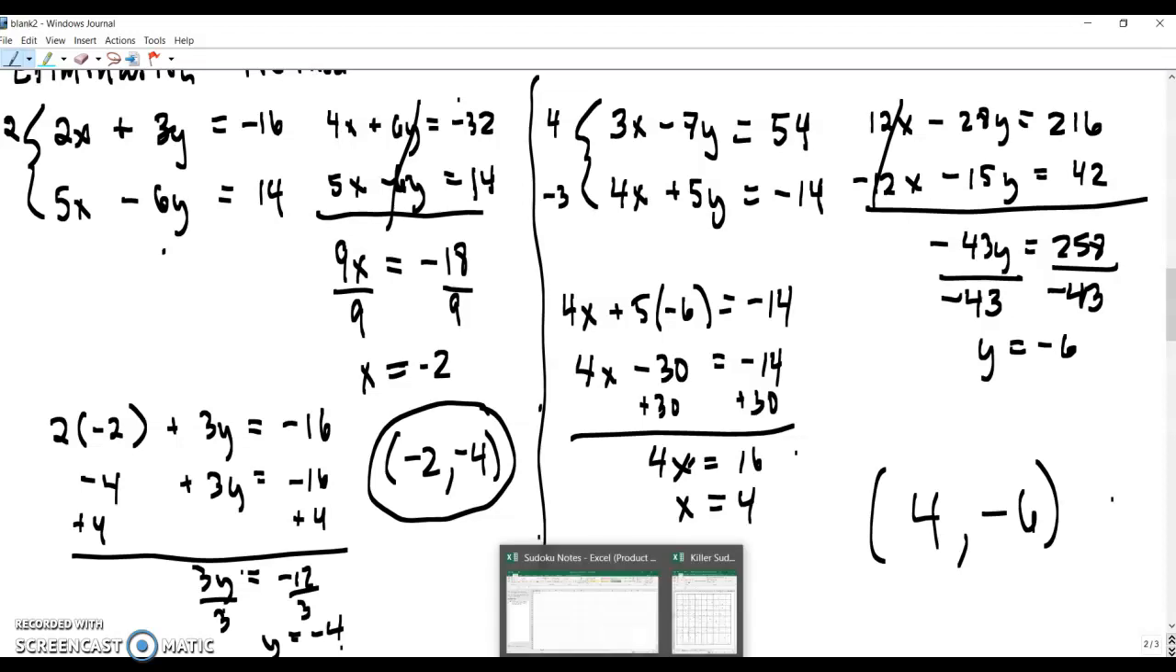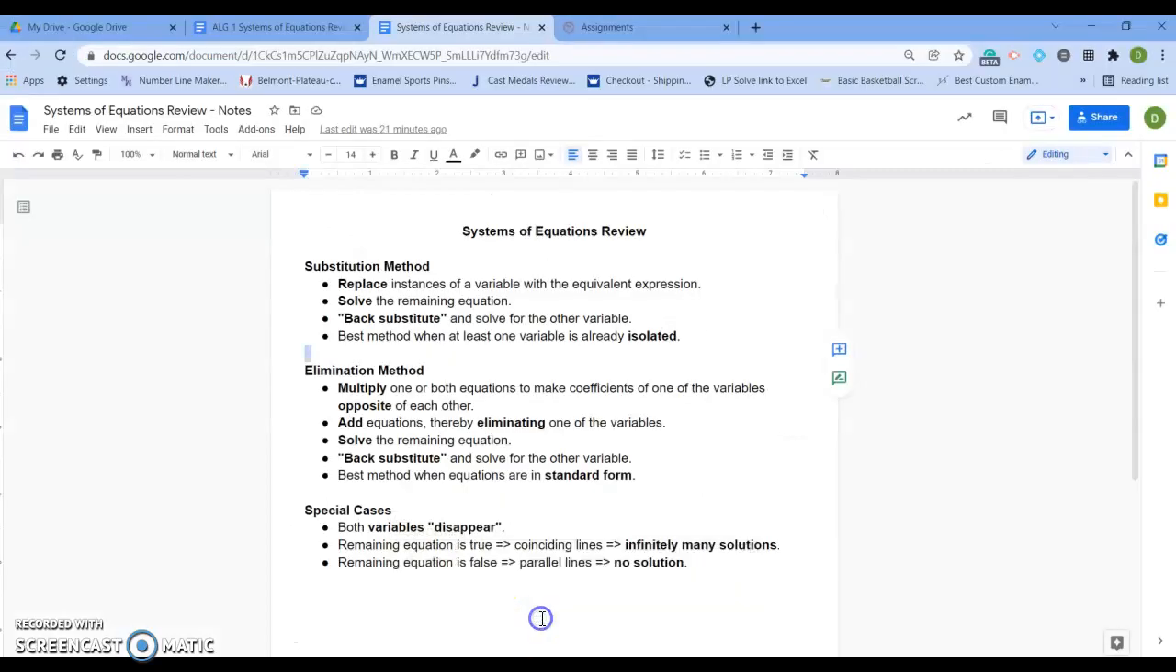So now the next thing we want to look at, final thing, are special cases. Sometimes we're going to just jump into the problem. We'll go about substitution or elimination, and something weird is going to happen. Our variables are going to disappear. So one of two things will be true. Either the variables disappear and what remains is a true statement, something like 0 equals 0 or 8 equals 8.